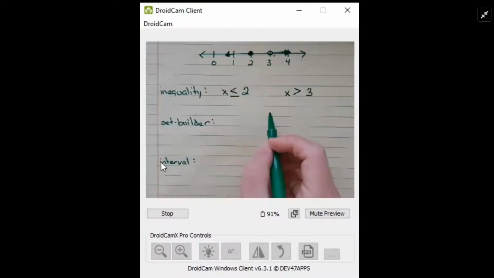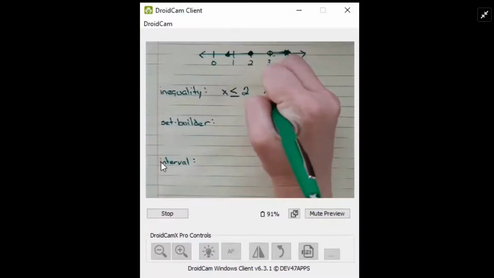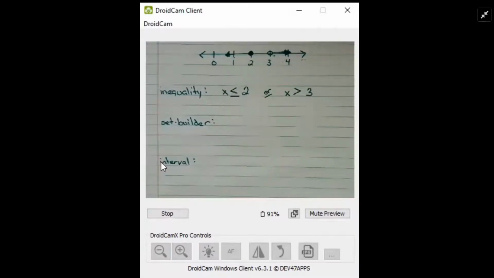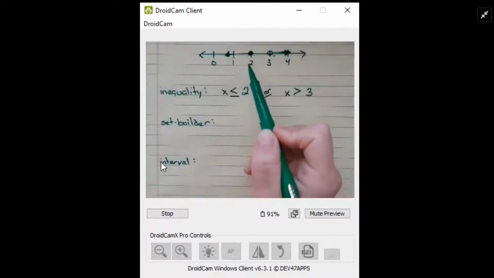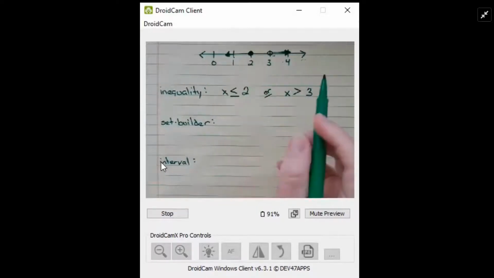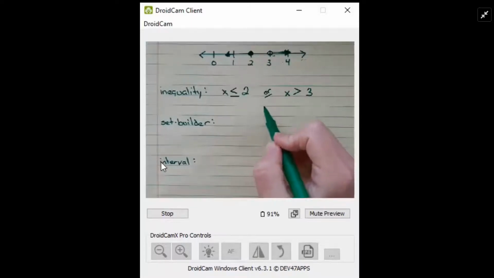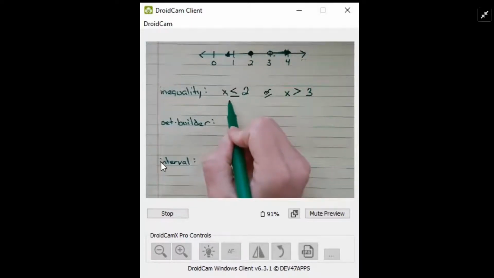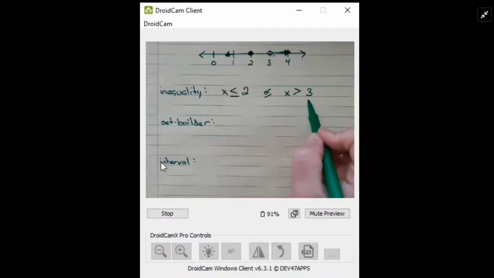Now, in between these two, we're going to put the word or. It's very important you put the word or, because a number cannot be less than 2 and greater than 3 at the same time. You can't think of any number that's smaller than 2 but bigger than 3. It's impossible. So this is an or. The number is going to be less than or equal to 2, or it's going to be greater than 3. It cannot be both. So that is inequality notation right there.